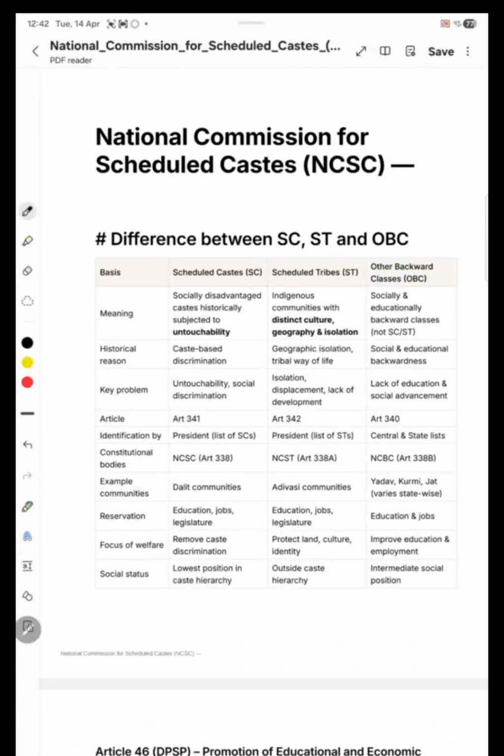Hello everyone, in this video we'll cover three constitutional bodies: National Commission for Scheduled Caste, National Commission for Scheduled Tribe and National Commission for Backward Classes. Okay, so let's begin. Before moving ahead, let's see the difference between Scheduled Caste, Scheduled Tribe and other backward classes.